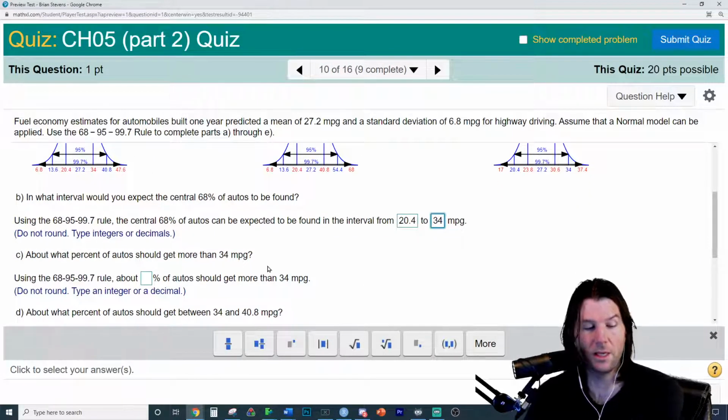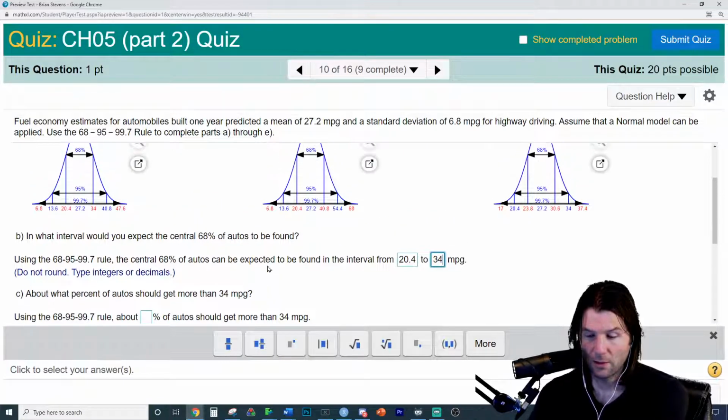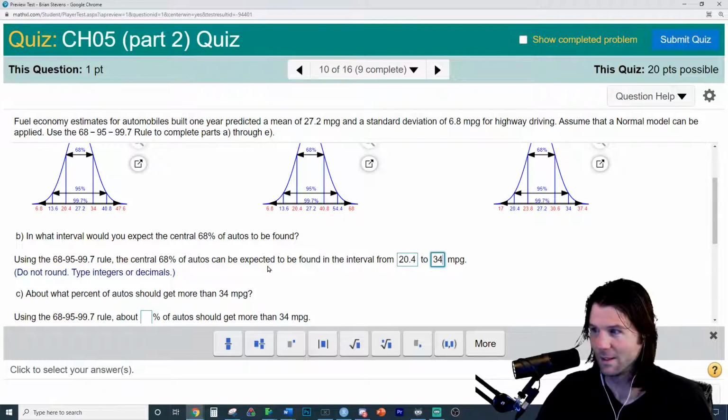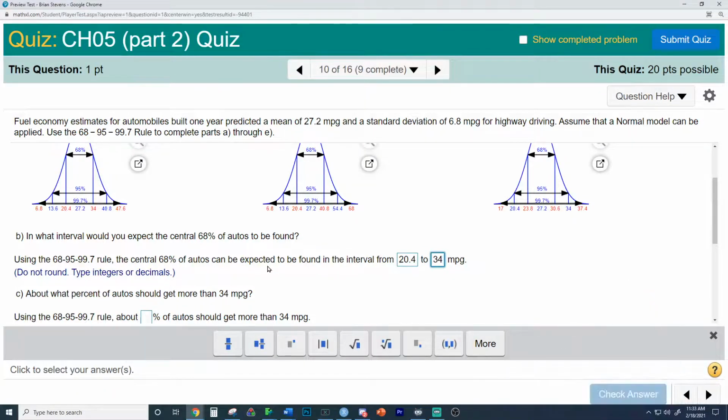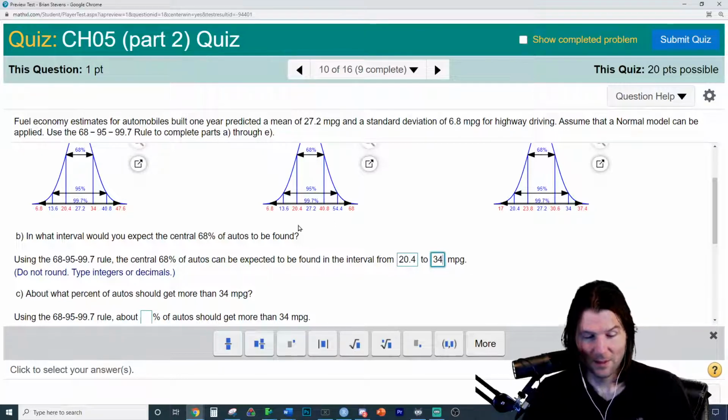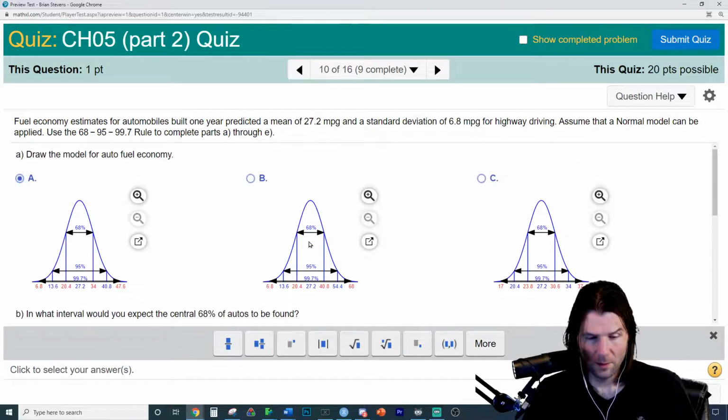About what percent of autos should get more than 34 miles per gallon? So 34 miles per gallon. I have to sneeze. Every time you think you have to sneeze, you don't sneeze. It's just the way it goes. Get more than 34. My brain broke.